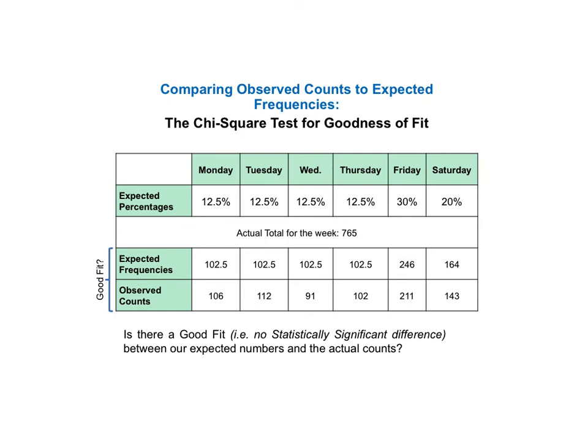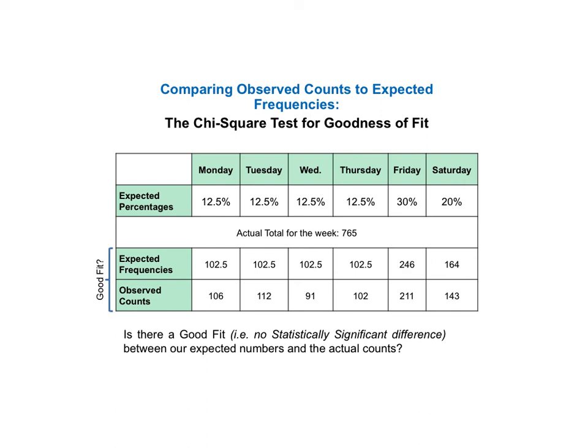As an example, let's say we're about to open a new bar, and we want to plan staffing levels. We know from past experience that the number of customers varies by day of the week. We don't know how many customers to expect in a week, but we can estimate what percentages to expect each day. The observed count for each day is shown. This is after we took a sample for 1 week. The weekly total is 765.